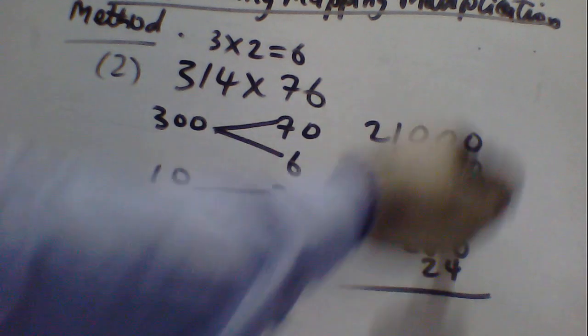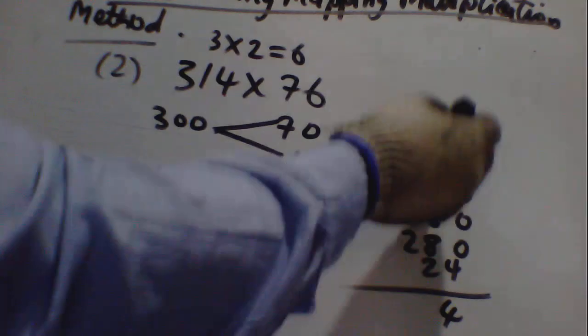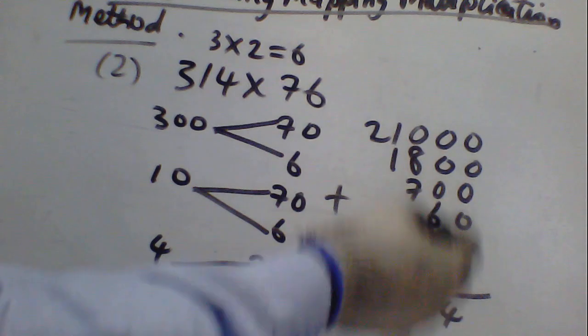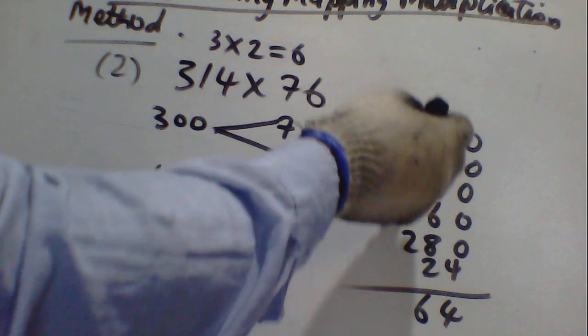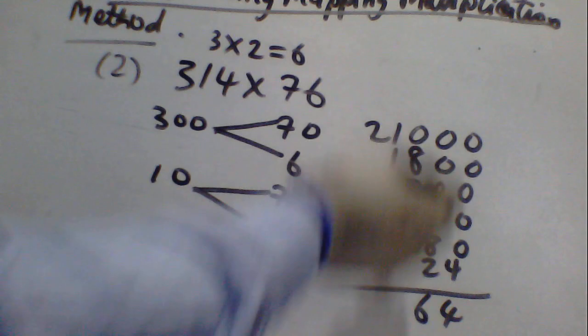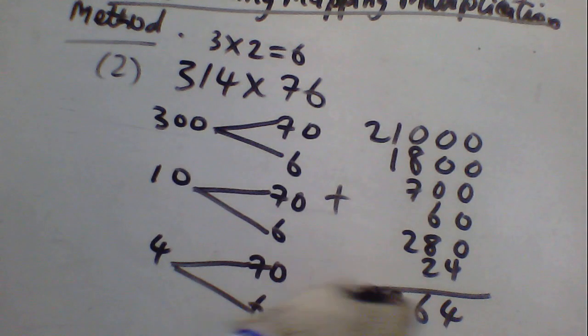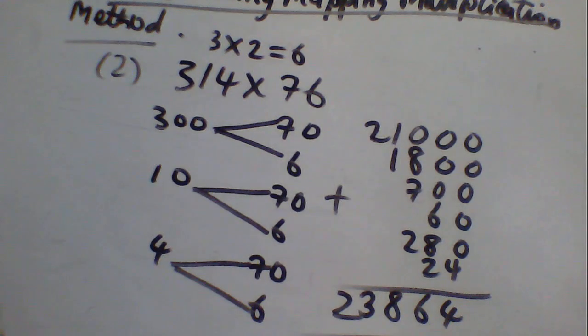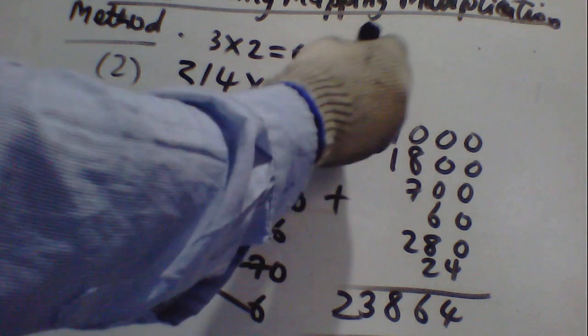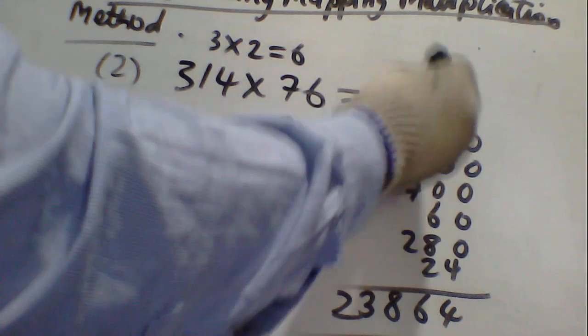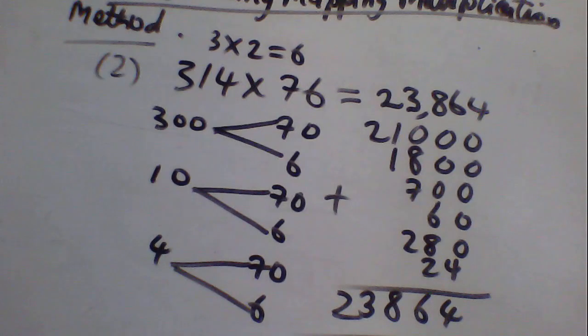You add, starting from the back. This gives us 4. This gives us 10, 16, carry 1. Put it here, give us 10, 18, carry 1, 3, 2. So 314 multiplying 76 is equal to 23,864.